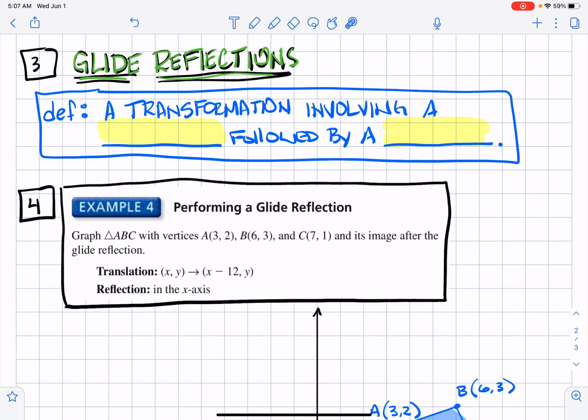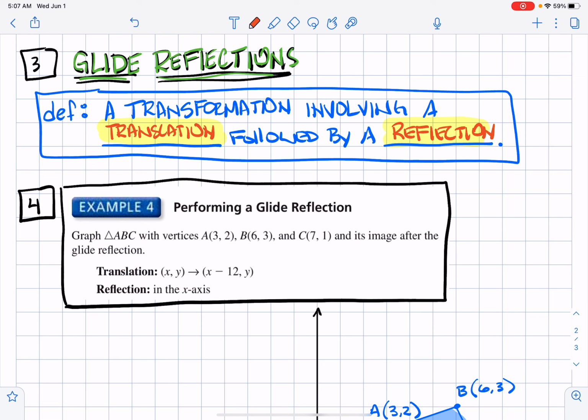Okay, box number 3 is all about something called a glide reflection. Now, a glide reflection is just a transformation involving a translation followed by a reflection. So let's write that down, okay? A translation followed by a reflection.